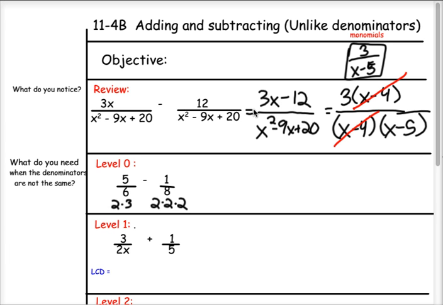So I need to look to see what is each one missing. Well, that 6 is missing a 2 from that 8. So I'm going to multiply top and bottom by 2. Actually, I'm sorry, the 6 is missing 2 2's. Okay, so the 6 needs 4 over 4. The 8 is missing the 3. So I'm going to multiply top and bottom by 3.